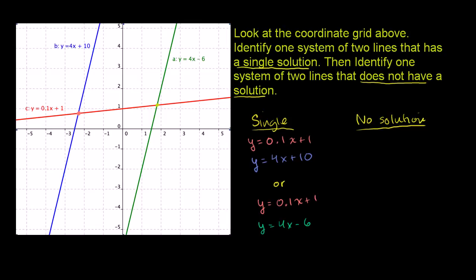So the second part of the question, a system that has no solution is y is equal to 4x plus 10, and then the other one is y is equal to 4x minus 6. And notice they have the exact same slope. And they're two different lines. They have different intercepts. So they never, ever intersect. And that's why they have no solutions.